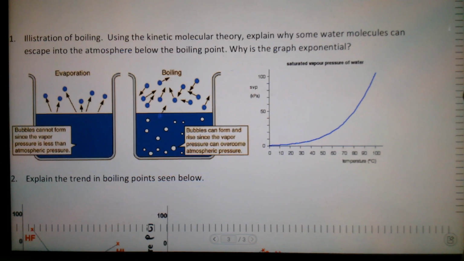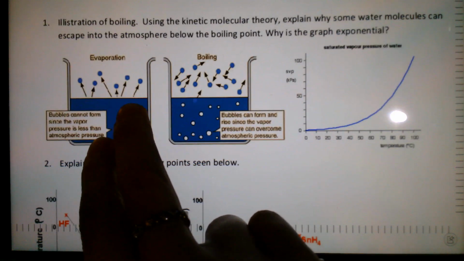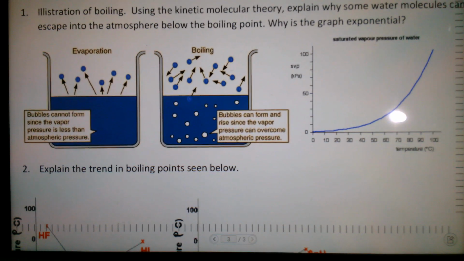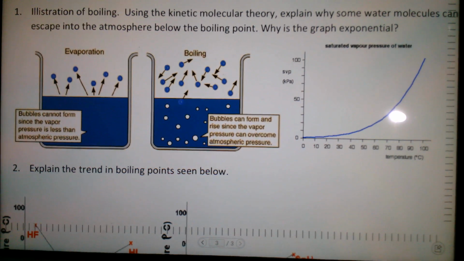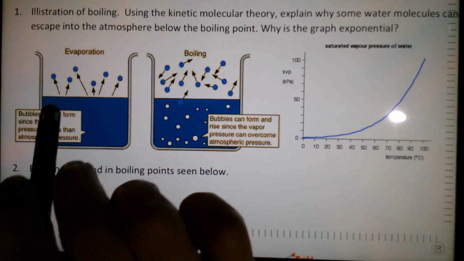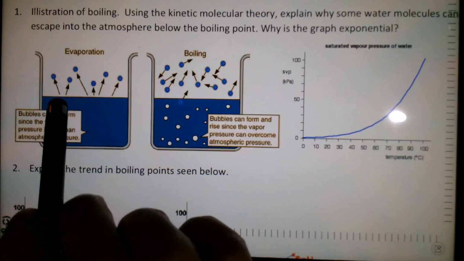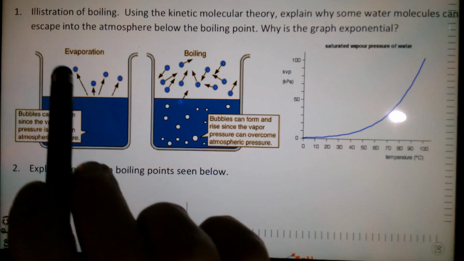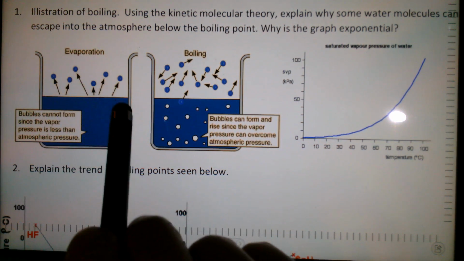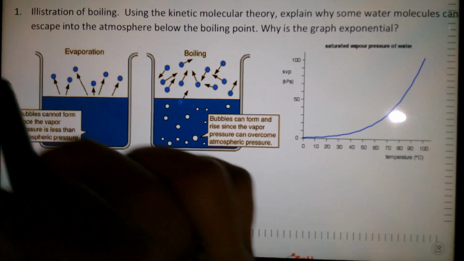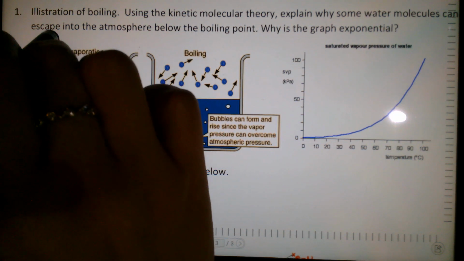Okay, so at the top of the page here, we're going to look at those things I just mentioned, how evaporation and boiling and things like that happen. We're going to see a little diagram here. So I'm going to change color. Okay, so evaporation is just particles escaping from a liquid into the gas. So this is kind of like your vapor pressure.